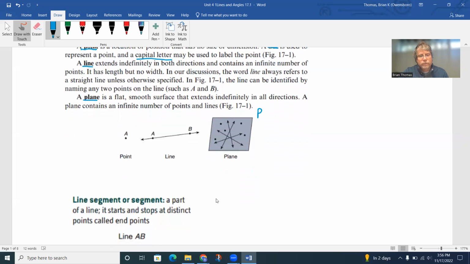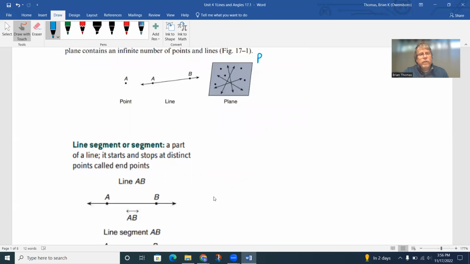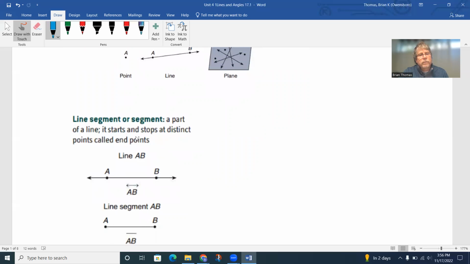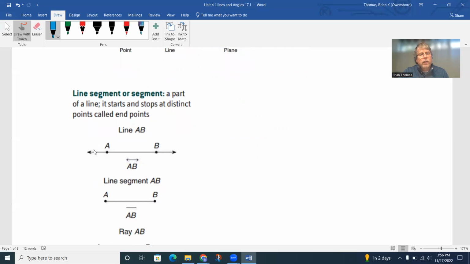So we have a line segment, or sometimes we just call it a segment. It's going to be part of a line. It starts and stops at distinct points called endpoints. Notice how a line has these arrows on the ends. That means it does not end. It continues off in both directions with no specific length.